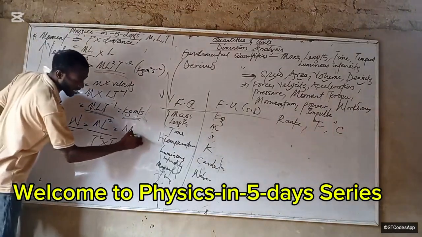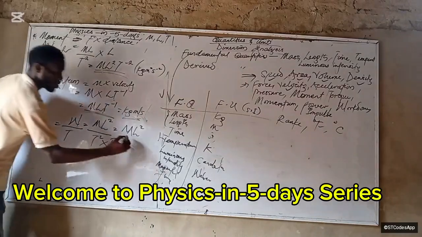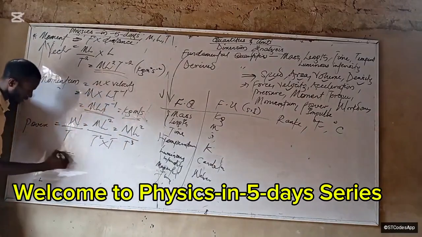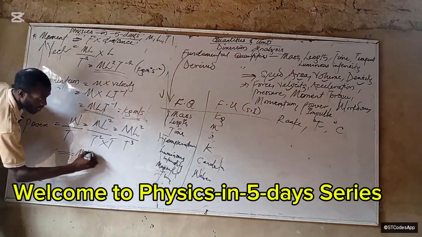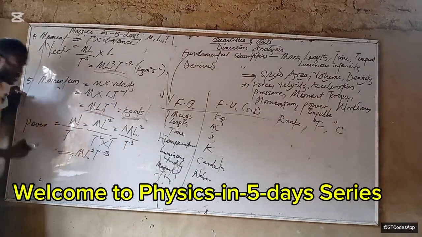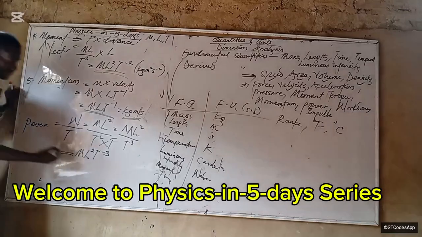Okay. Please understand the math. If you don't understand the math, let me know. Over T raised to power 3. So power becomes what? ML raised to power 2 T raised to power minus 3. Am I correct? Are you sure?